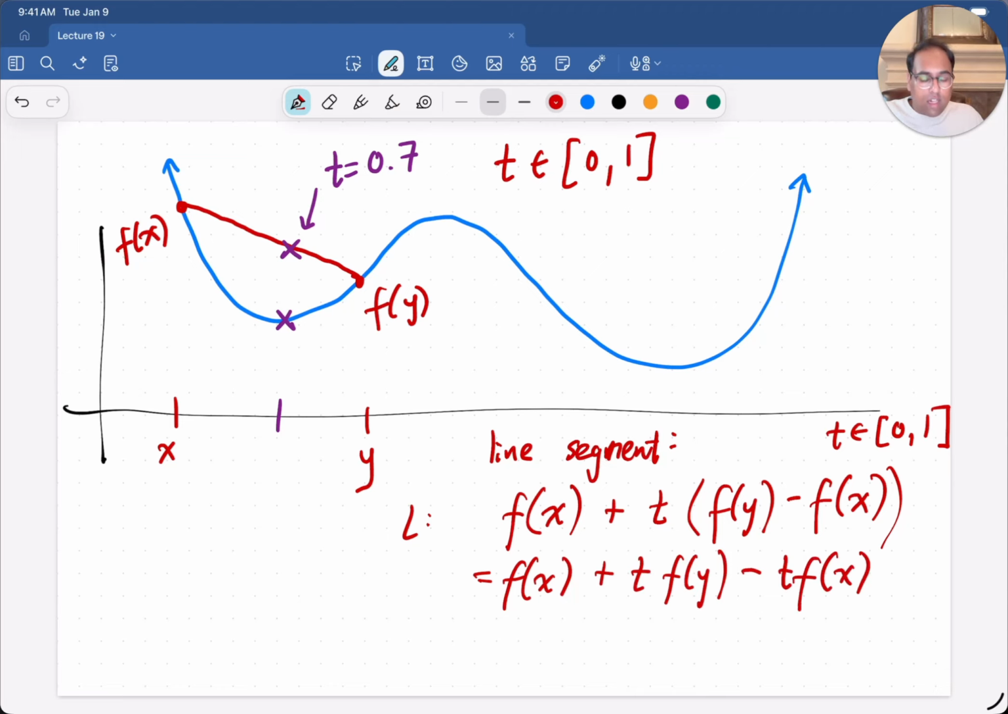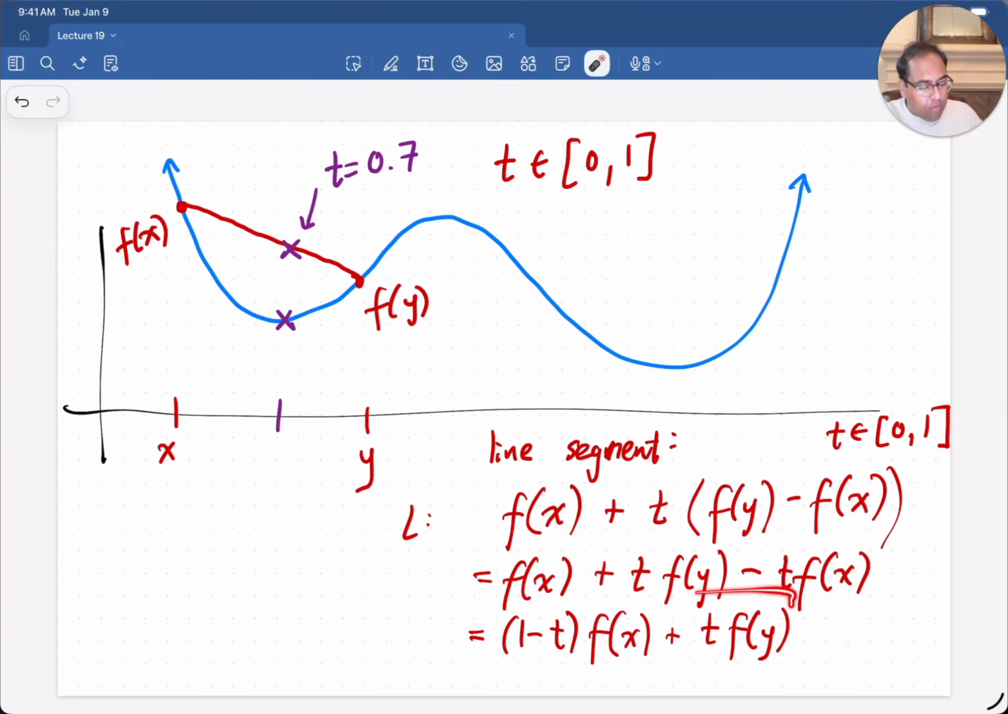Okay? And if I collect like terms here, you'll see that this is equivalent to (1 minus t) f of x plus t f of y, okay? This is an equivalent form of the same parameterized line segment. All I did was just some algebra to go from here to here.